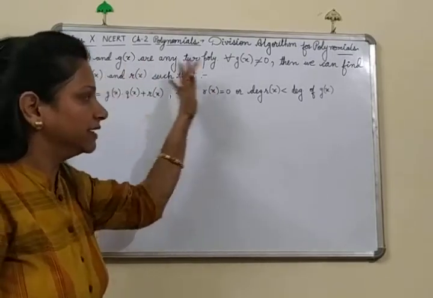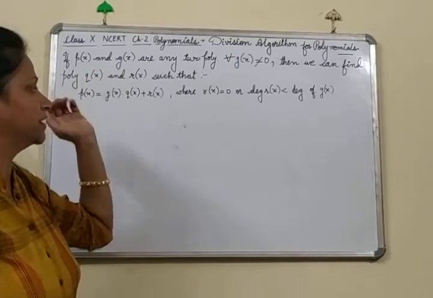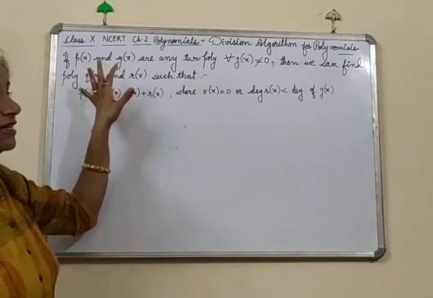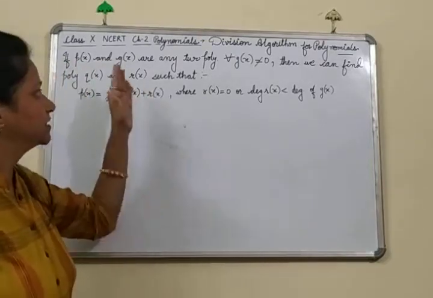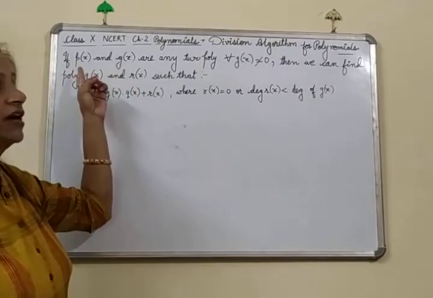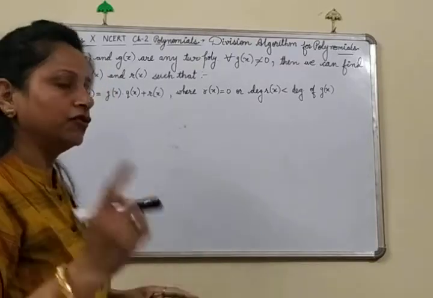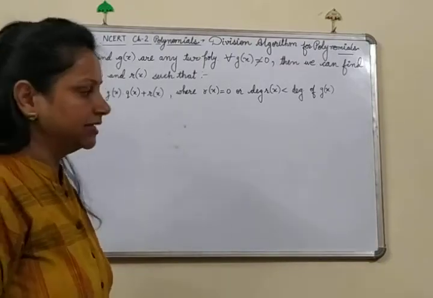Now, before learning the definition, let us understand what it is. What is p(x), what is g(x) and all, right? So, p(x) and g(x) are two polynomials. That means we are having two polynomials, p(x) and g(x), and we are dividing p(x) by g(x). Let us take a simple example and recall what we have done in earlier classes, the division algorithm.